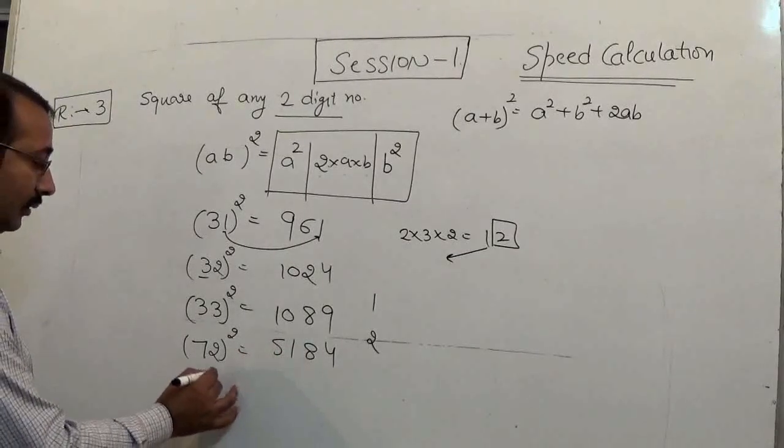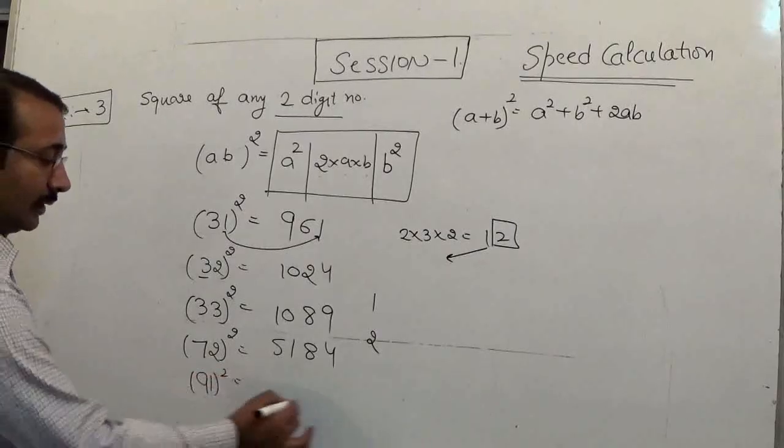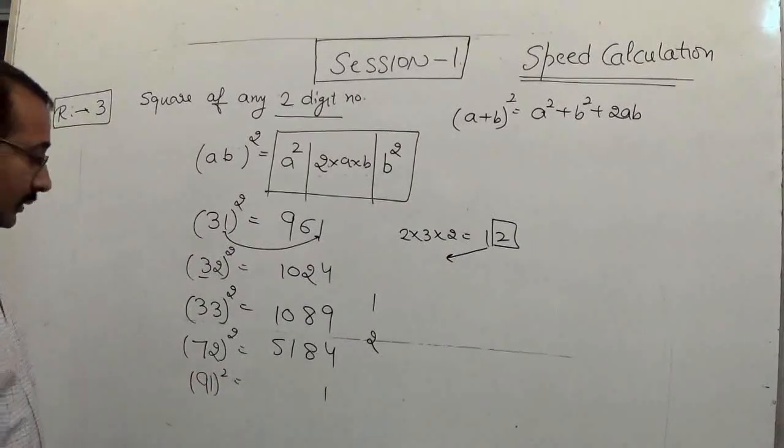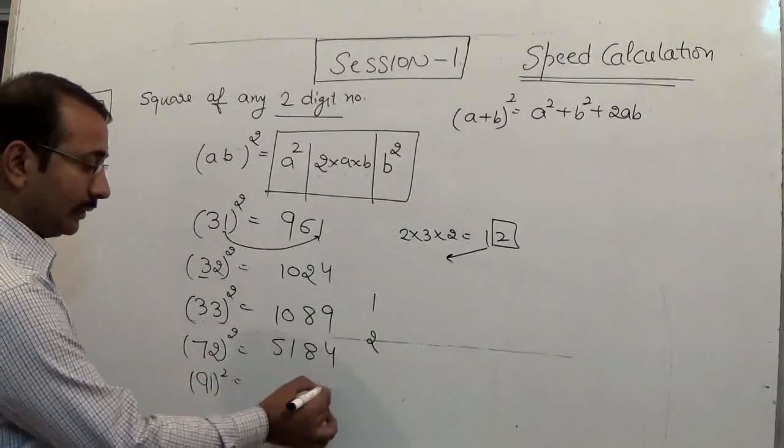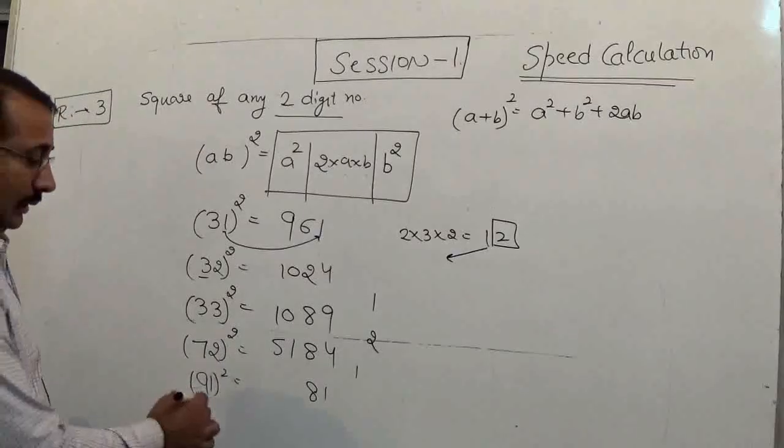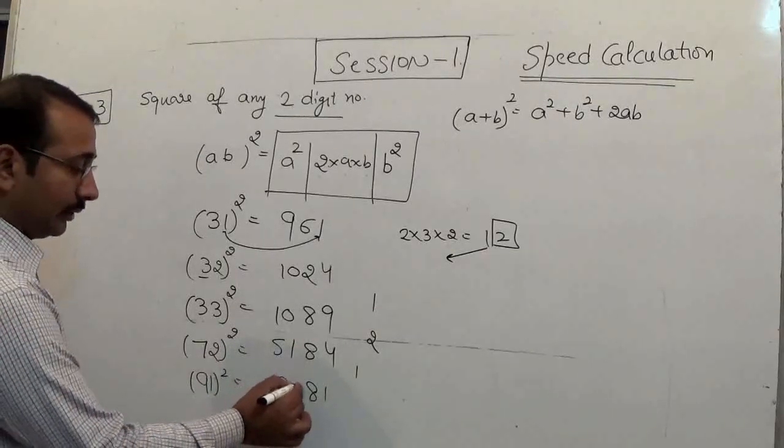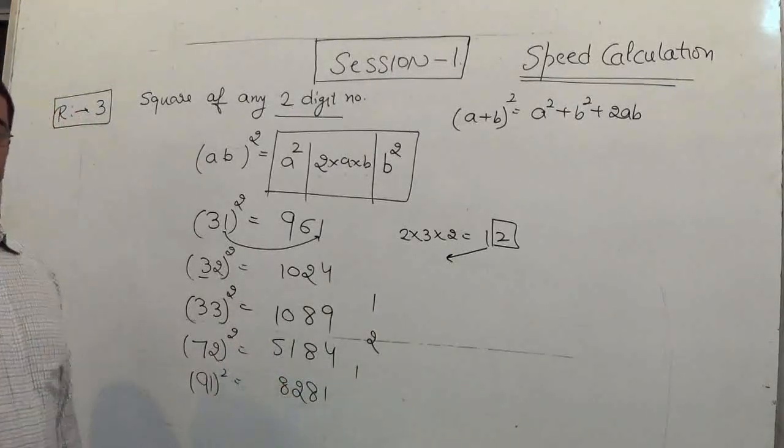I have to find the square of 91. 1 square will give me 1. 2 into 9, 18. 8. Carry would be 1. 9 nines are 81 and 1, 82. The answer is said to be 8281.